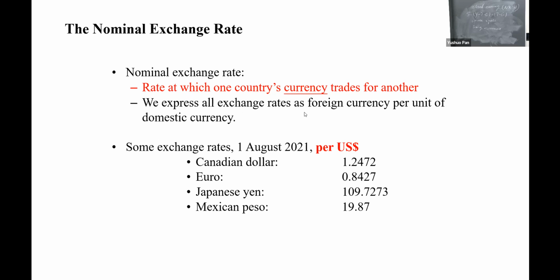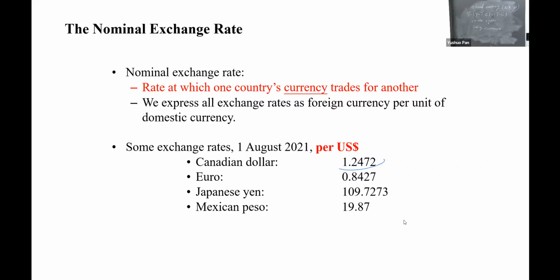We express our exchange rates as foreign currencies per unit of domestic currency, such as this one. And always, it should be per US dollar. If you use $1 US, how many other currencies can you have? That's the exchange rate. So for Canadian dollars, if you have $1 US, you can trade for 1.25 Canadian dollars. For euros, the Japanese yen, the Mexican peso. So again, that's the amount of other currencies worth $1 US.